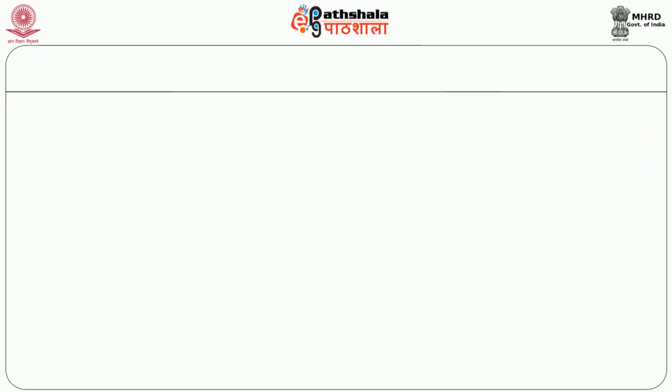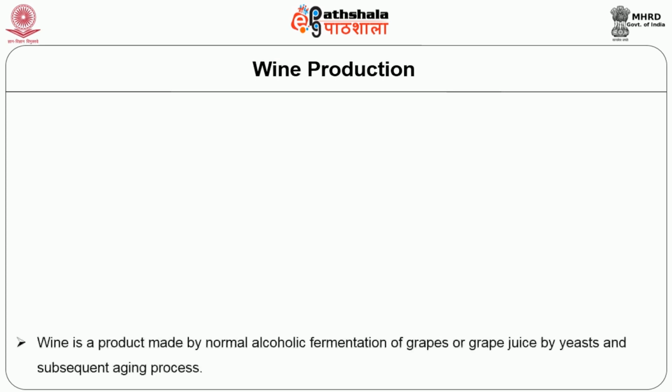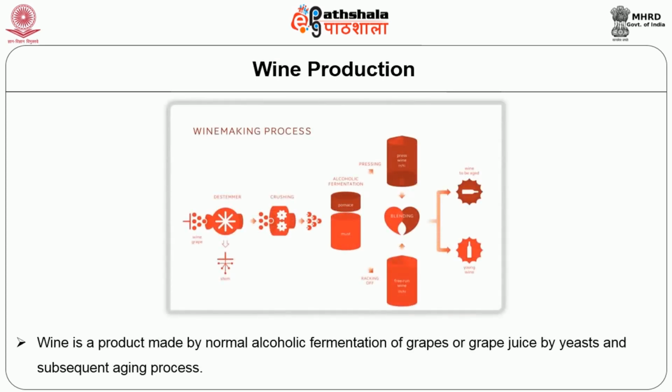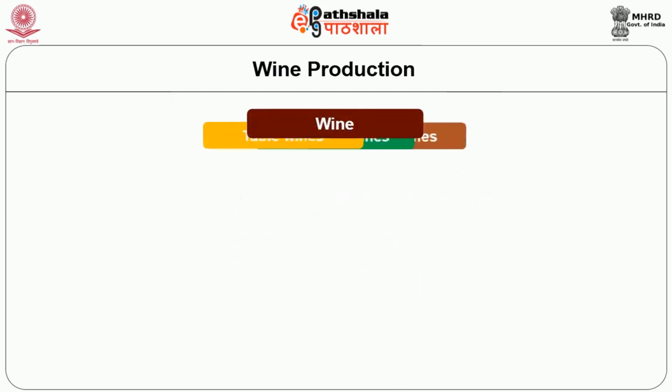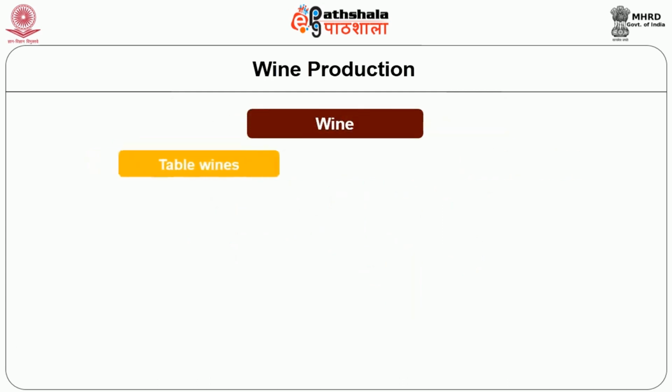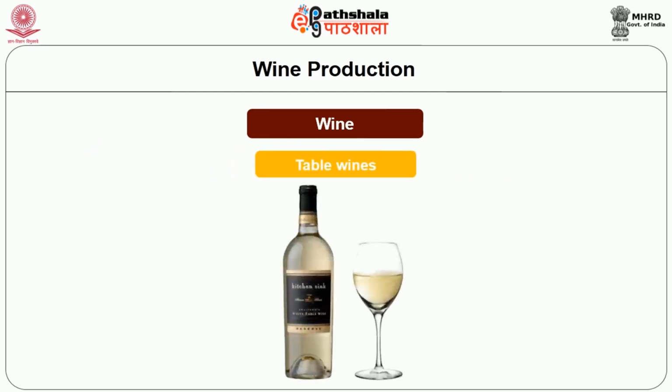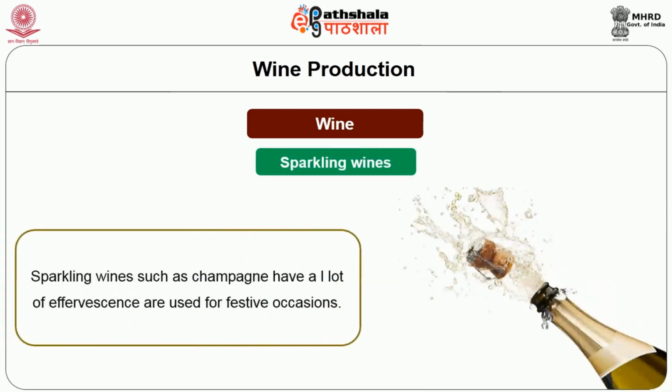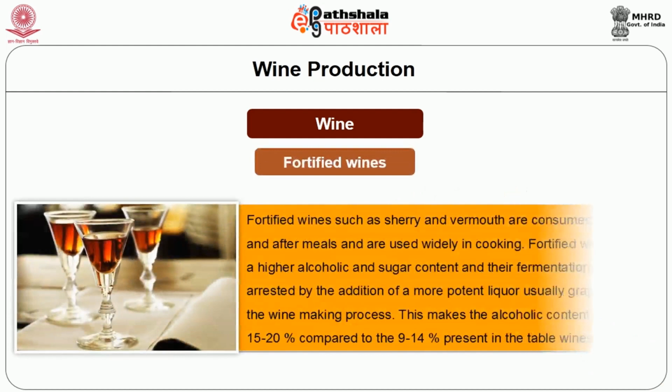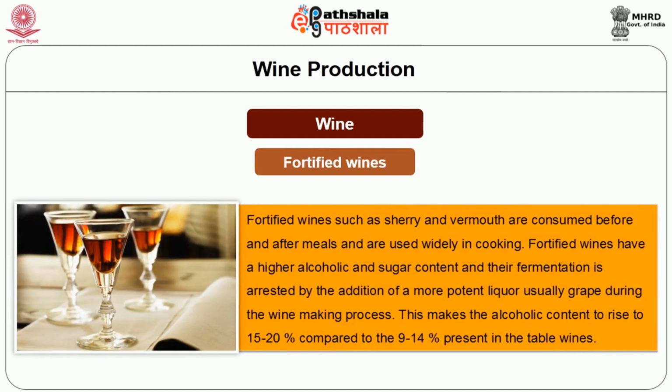Now we shall look into wine production. Wine is a product made by normal alcoholic fermentation of grapes or grape juice by yeast and subsequent aging process. Wine is classified into three major categories: table wines, which are also termed still wines and are consumed as a complement to food. Sparkling wines such as champagne have a lot of effervescence and are used for festive occasions. Fortified wines such as sherry and vermouth are consumed before and after meals and are used widely in cooking also.